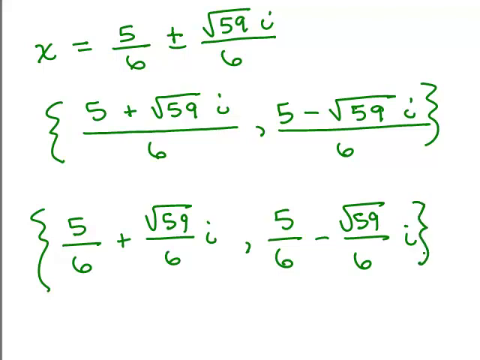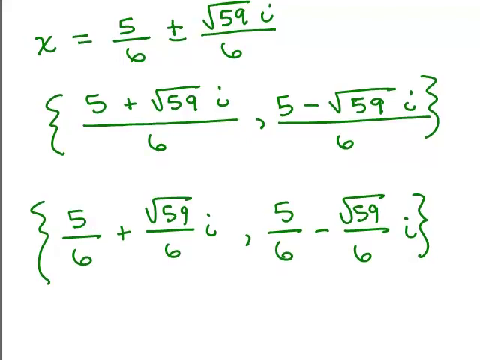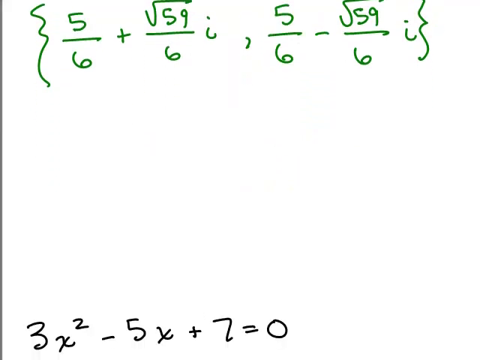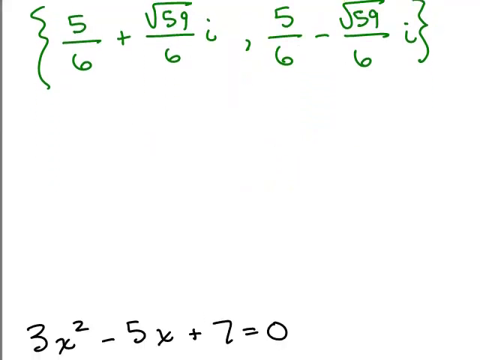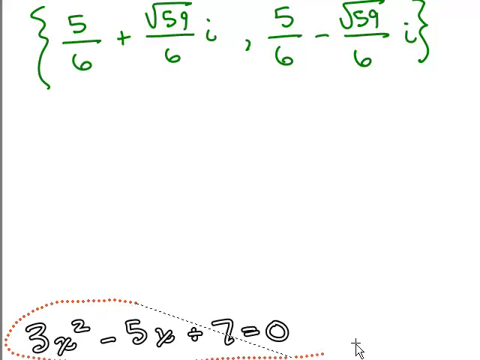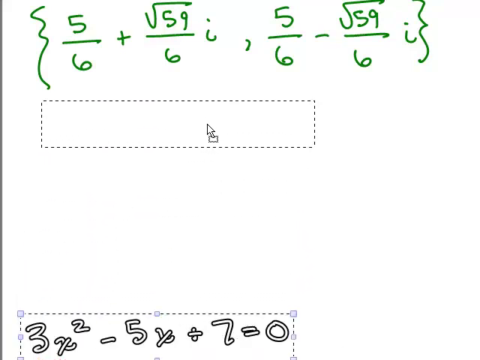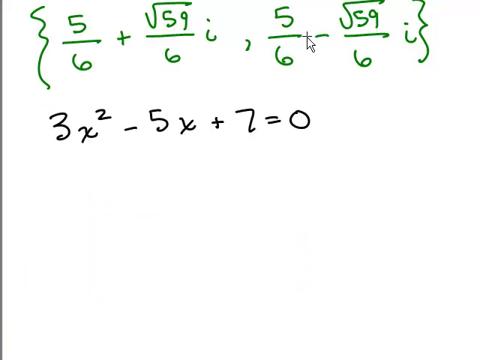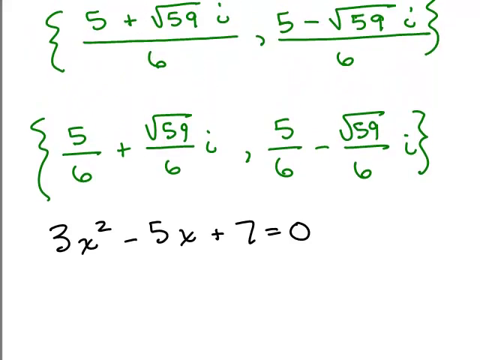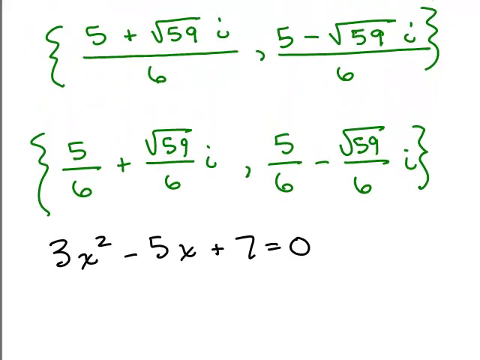All right, so there we go. So our original problem was, let's see, here it is down here, 3x² − 5x + 7 = 0. And either of these is a correct way of writing the solution. So we did that by completing the square.